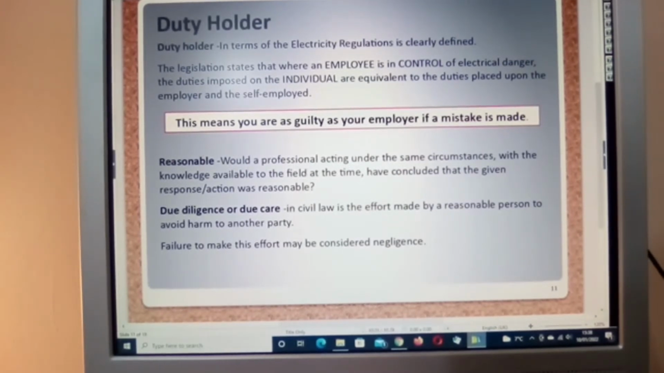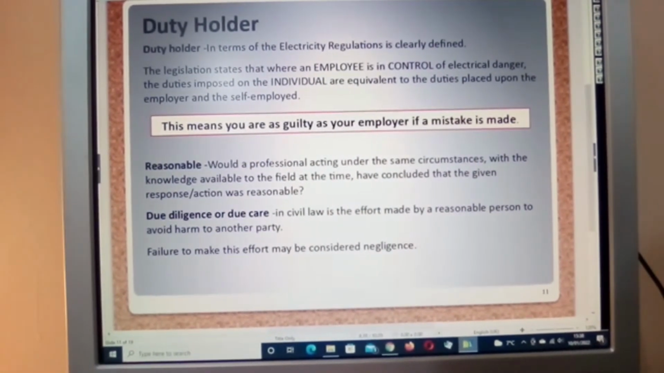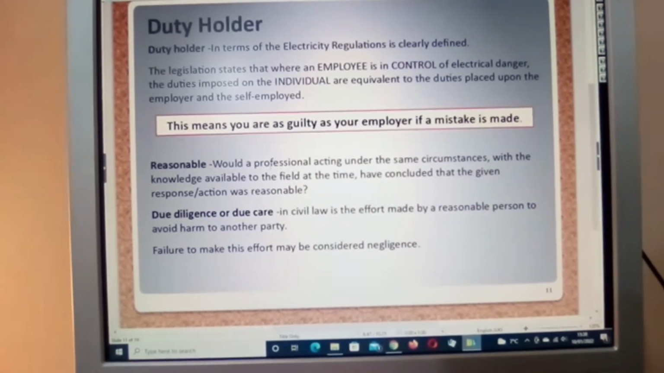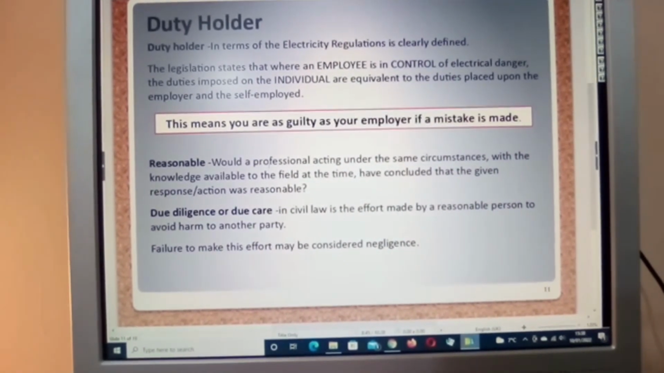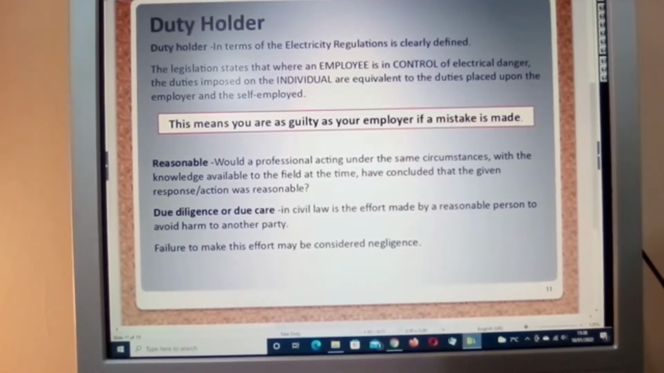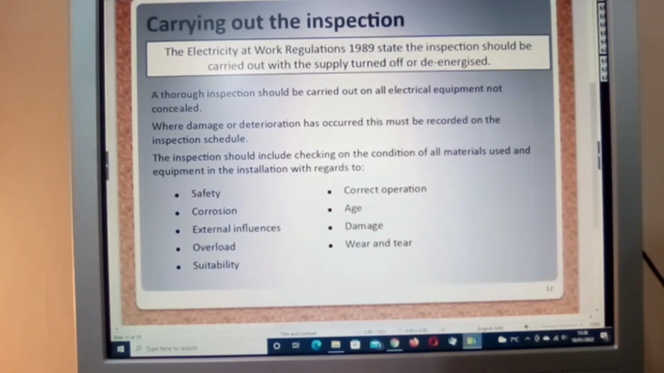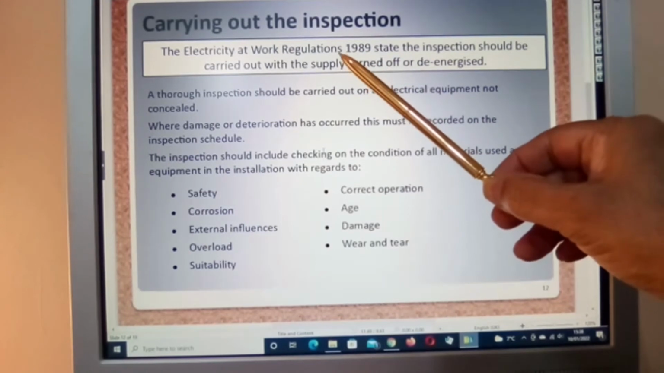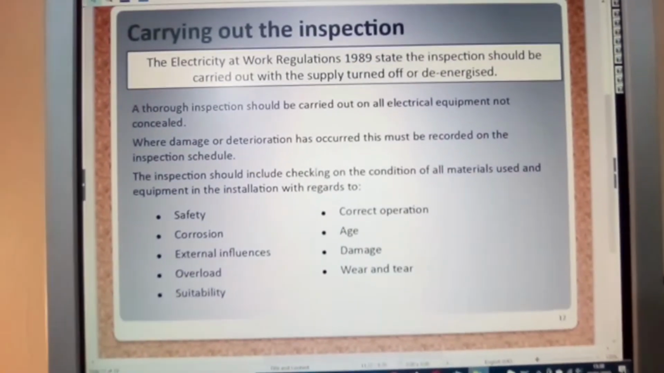Make sure you comply with it. Now, duty holder, this means you are as guilty as your employer if a mistake is made, okay? Remember that you have a responsibility as the engineer or electrician doing an installation. Take it seriously, okay? Because you can now be prosecuted for anything you may or may not have done in the eyes of the law. Carrying out the inspection, etc. Again, here you can see 1989 regulations comes into play. I don't need to read this out to you, you can read this for yourselves. Okay.